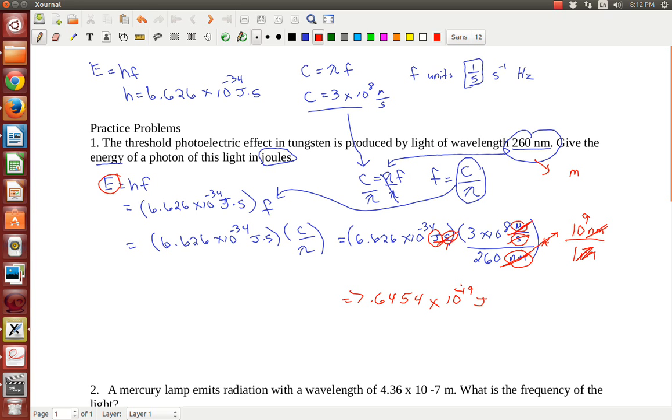Now I have to do significant figures. When you do significant figures, do not use Planck's constant. Do not use the speed of light. Use the only value that you were given within the problem. And that value has only 2 significant figures, so my answer can only have 2 significant figures. So it's 7.6 times 10 to the minus 19 joules. That is the energy of this photon, of this light with a wavelength of 260 nanometers.